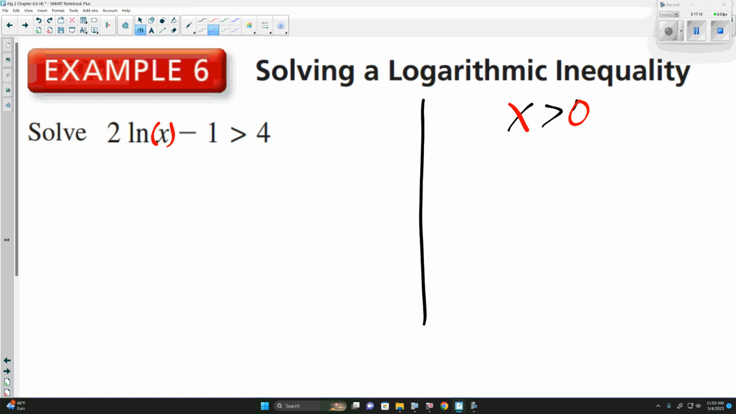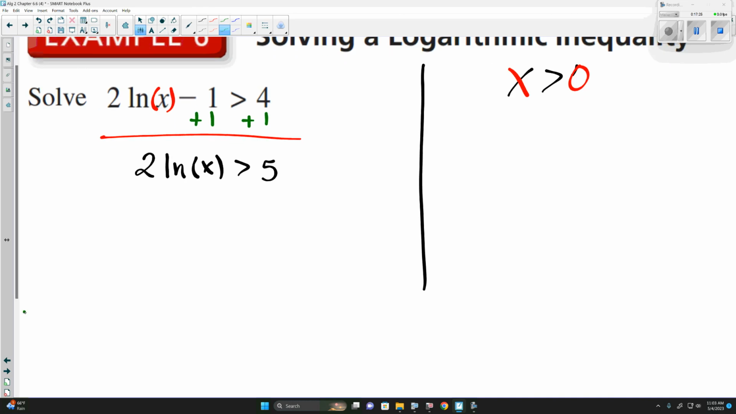So the first thing we can do is add 1. 2 ln of x is greater than 5. Okay. Then what would we do next? Because we have to get the natural log by itself. So we added 1, and then we divide by 2 to tell us that ln of x is greater than 5/2.